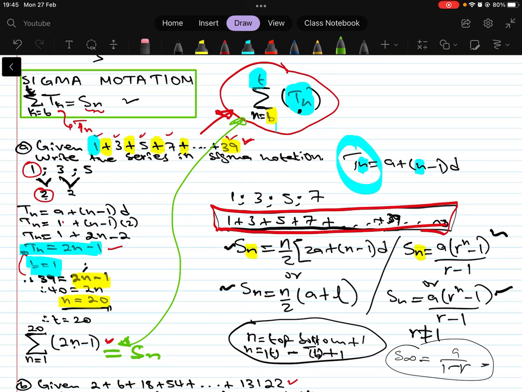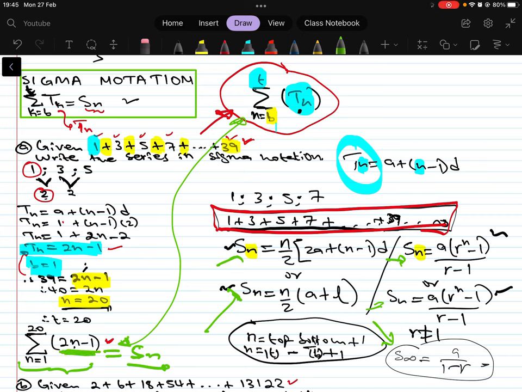Because for Sn, you have a formula that you could use, and it's quicker to get the sum of all the terms that are represented by this sigma notation. So all you need to do is just use the Sn formula, know which Sn formula to pick between the 3 or 5 of them, and then you should be fine. You pick based on the Tn formula that you have here.